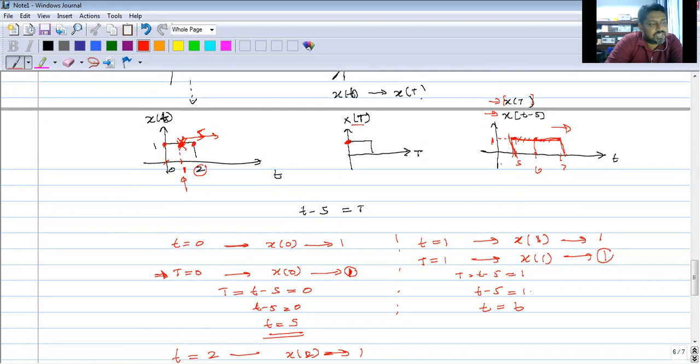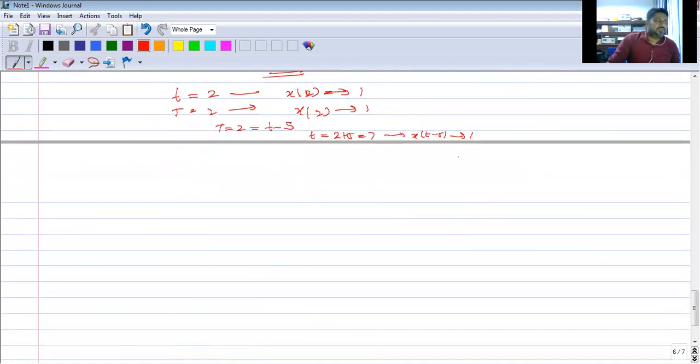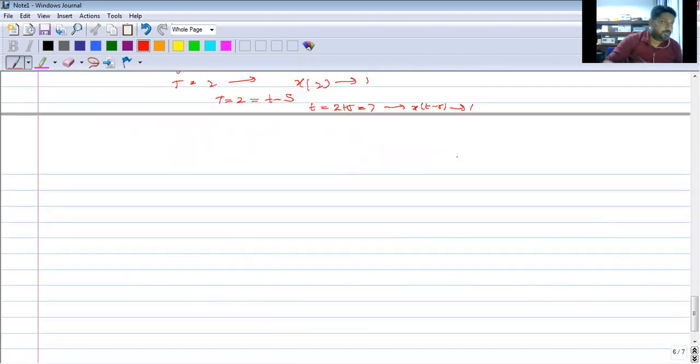That means you will get the signal time advance with 5. It may be second, millisecond, anything. Please try to understand it. Maybe it is difficult, but better to understand this.